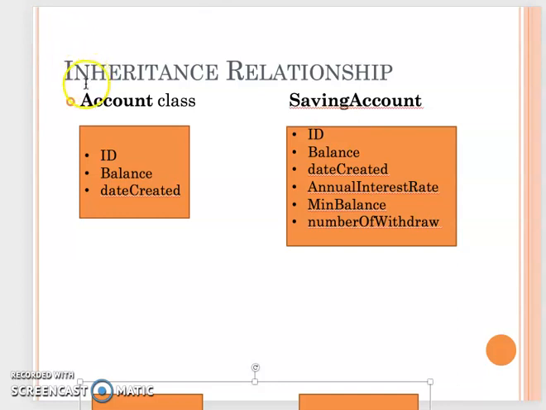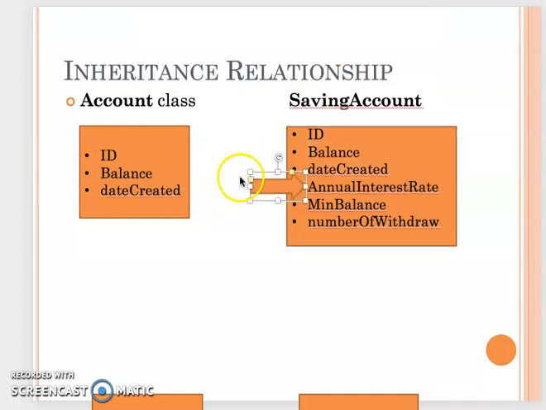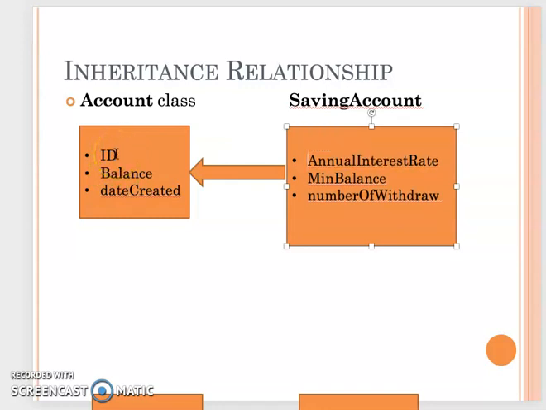That's why we invent the inheritance relationship. If two classes are related to each other, but we haven't made the relationship yet, and we see they have common data attributes or common behavior, then, since the account class already created the ID, balance, and date created, we add the inheritance relationship. So what is the inheritance relationship? This arrow is the inheritance relationship. If we draw this arrow between two classes, we mean the saving account inherited from the account class. With this inheritance arrow, since the ID and the balance are already defined in the account class, we don't have to redefine them in the saving account.